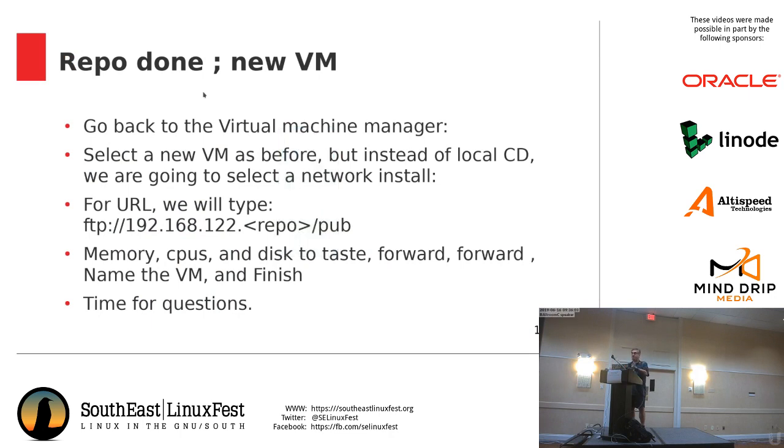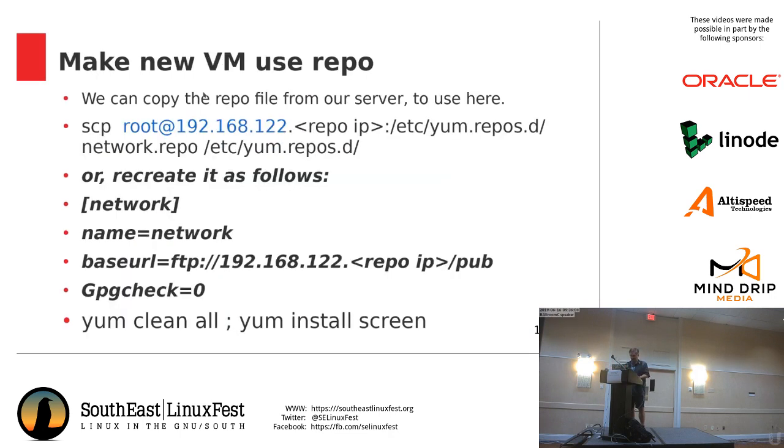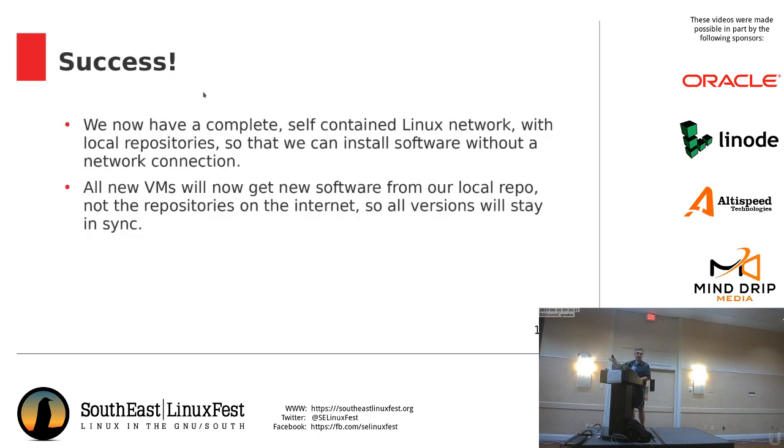So we did all of that. Time for questions. Oh, okay. I'm a step ahead of my slides each time here. So there's our repo. I did the scp root@ our IP, yum.repos.d, network.repo. I did an explicit path because I didn't know where I was starting from there, but that did the same step we just did. Or you could recreate it from scratch with those four lines, and it worked successfully.